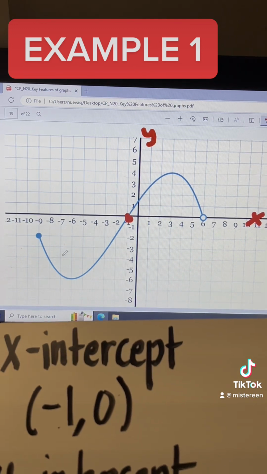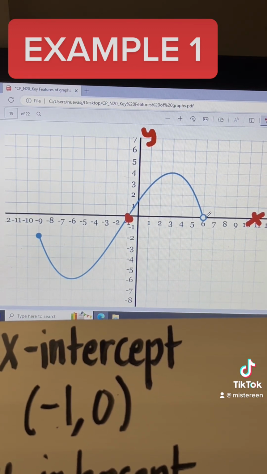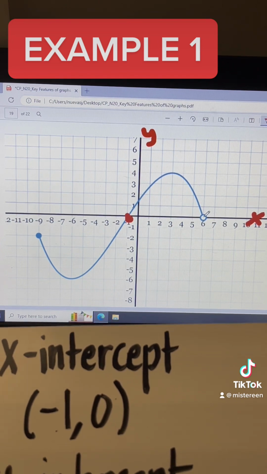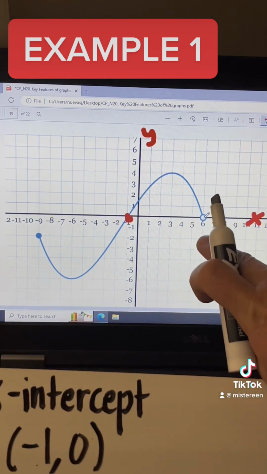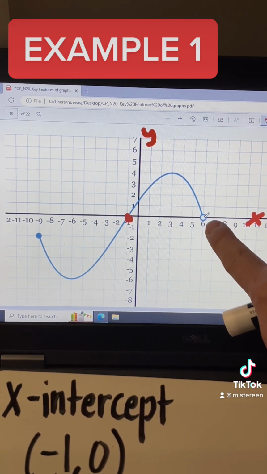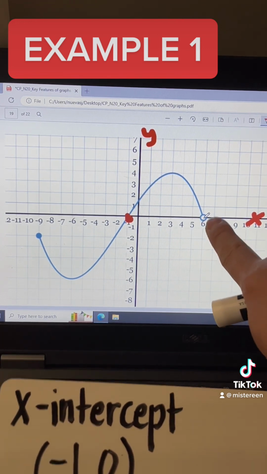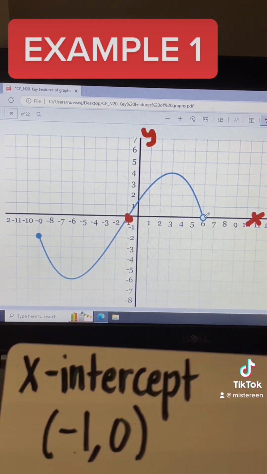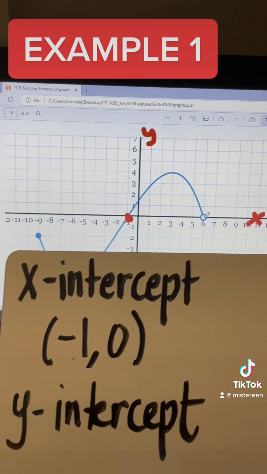And then as you can see in this graph, does it touch at 6? No, because it's an open circle. That means the graph does not touch the x-axis at 6. If it was a solid circle, then that must be another x-intercept. But because it's an open circle, that means it's a hole. The graph doesn't touch at that number. So that means this is the only x-intercept that we have.